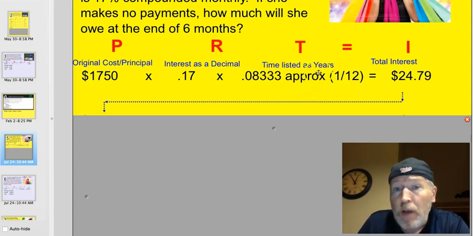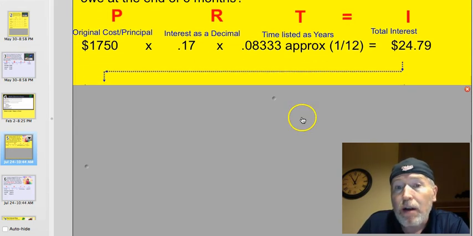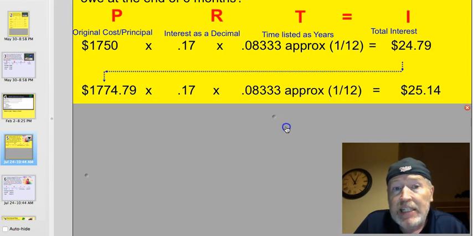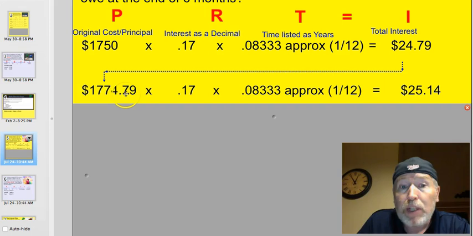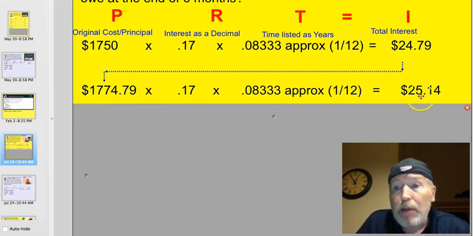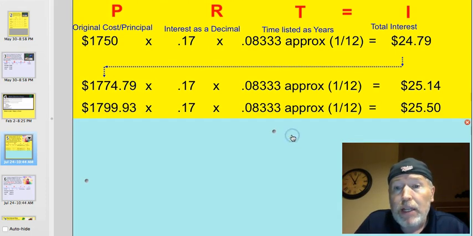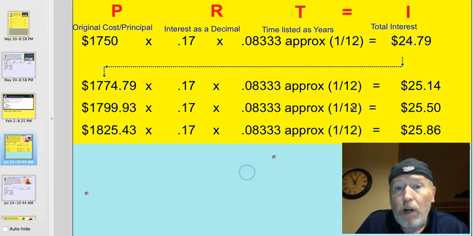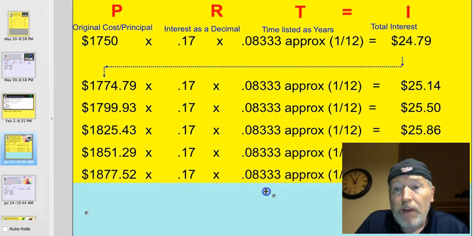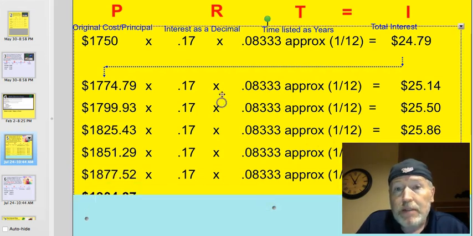All right. So after the end of that first month, she owes $24.79 in interest. I have to tack that on to the $1,750. Here's my new principal plus interest. At the end of the second month, she has another $25 in interest. The interest just keeps going up. All right, here's month 3. Here's month 4. I just keep bringing it down and tacking it on. Month 5 and month 6.